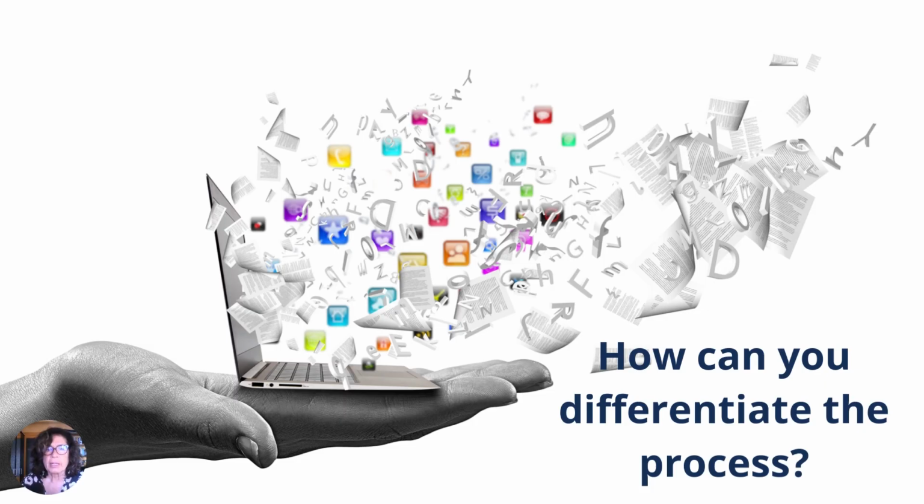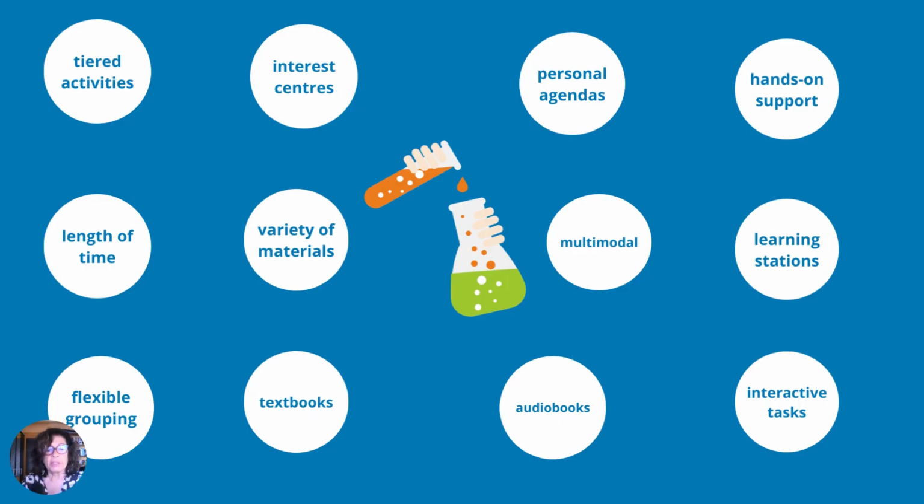Now, how can we differentiate the process? There are many things that we can do, and I'm sure that you do many of these. First of all, you can use tiered activities through which all learners work on building the same important understandings and skills, but they proceed with different levels of support, challenge, or complexity.